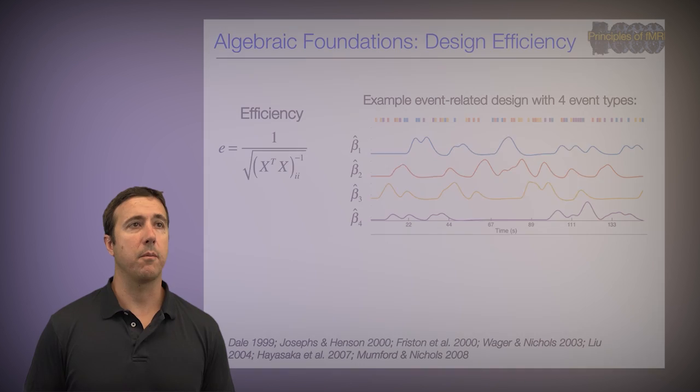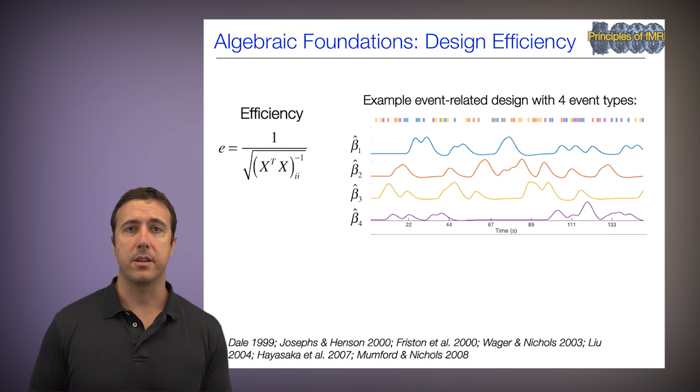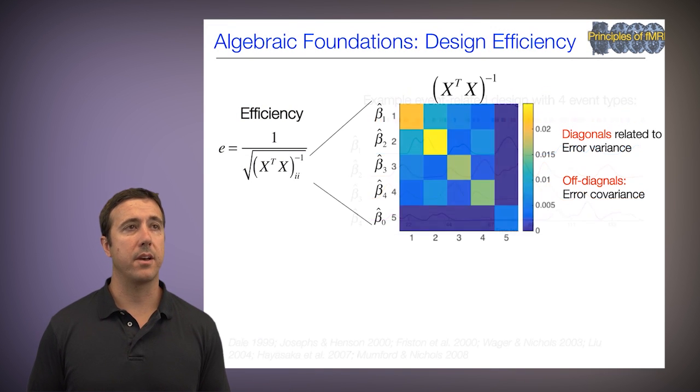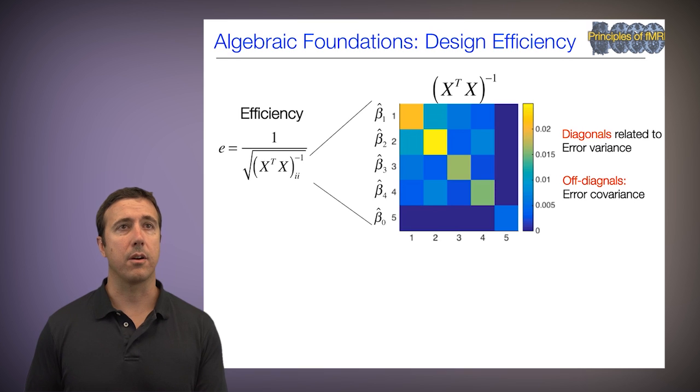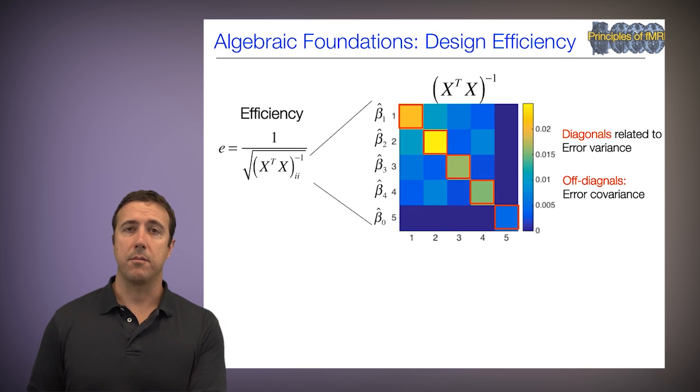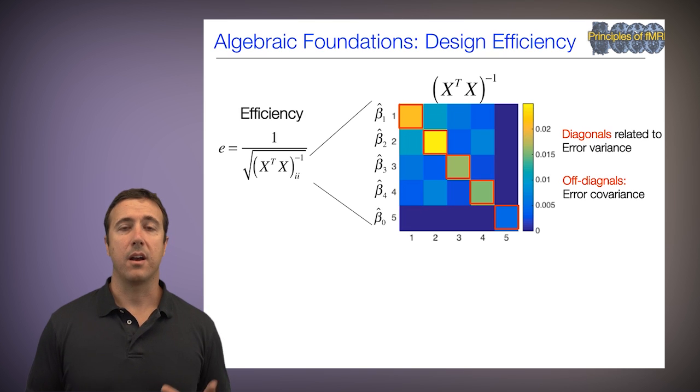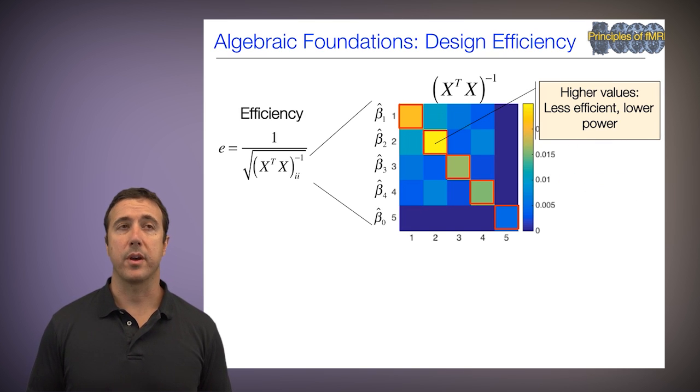So let's look at an example event-related design with 4 event types. Now we've got 4 intermixed events with jitter in between, and we've got 4 regressors related to each, and now I've got 4 beta hats that I've estimated. So let's look at that (x transpose x) inverse matrix. It's so critical for the standard error. The diagonals of that matrix are related to the error variances for each of those beta hats. The off diagonals are related to the error covariance, or the way the parameters trade off.